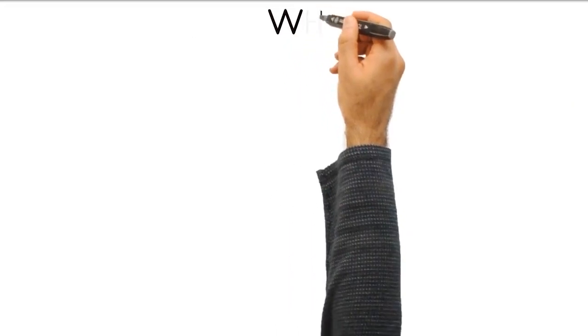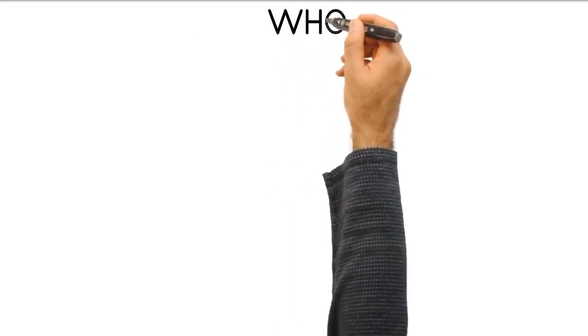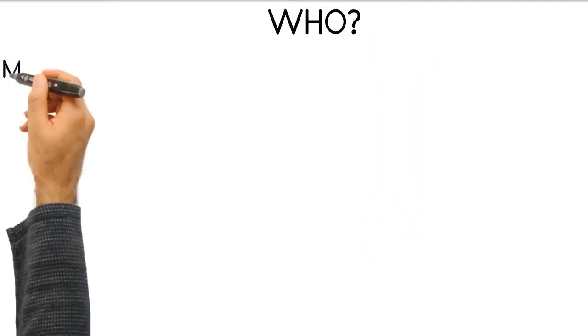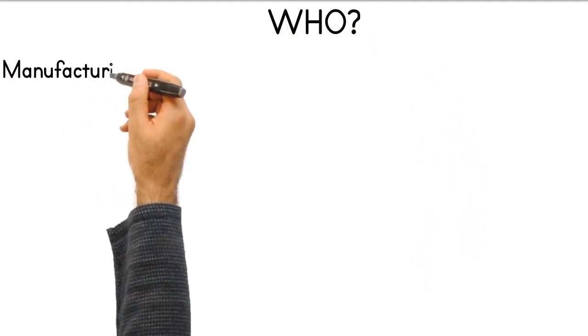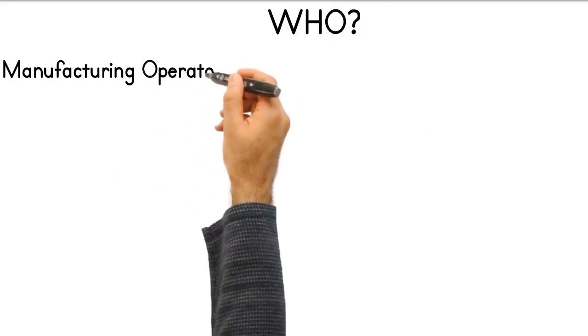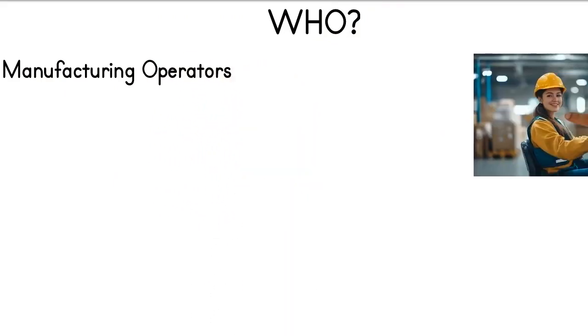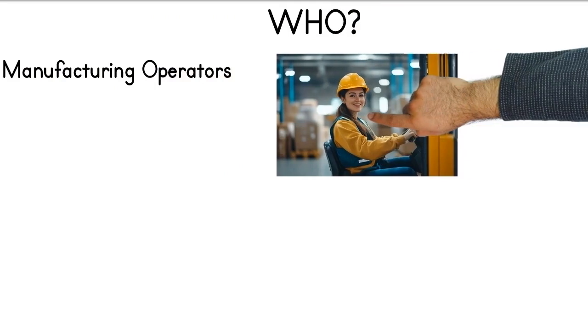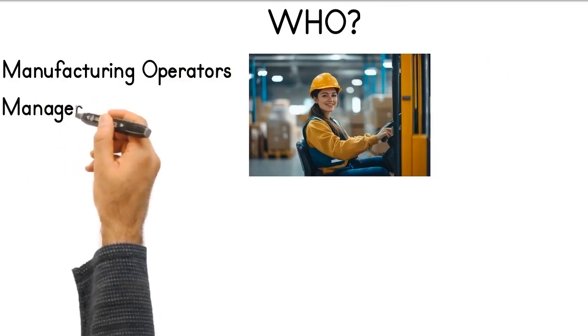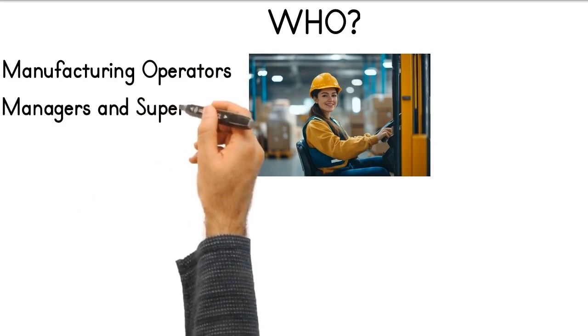Who uses the visual factory? A visual factory benefits multiple stakeholders in a manufacturing or operational environment. Workers on the shop floor can quickly access information such as work instructions, production schedules, and equipment status, improving their ability to perform tasks efficiently and accurately.